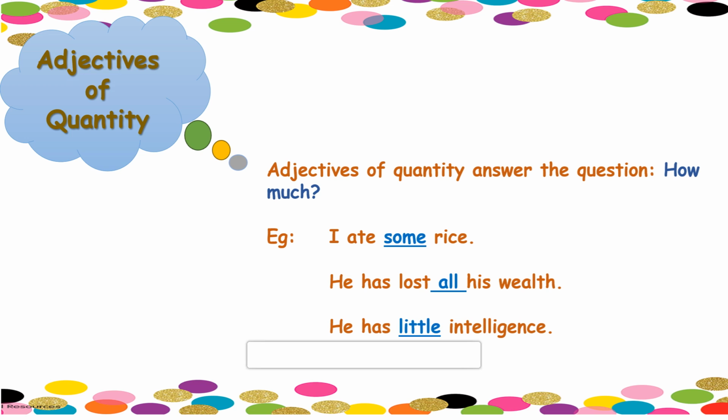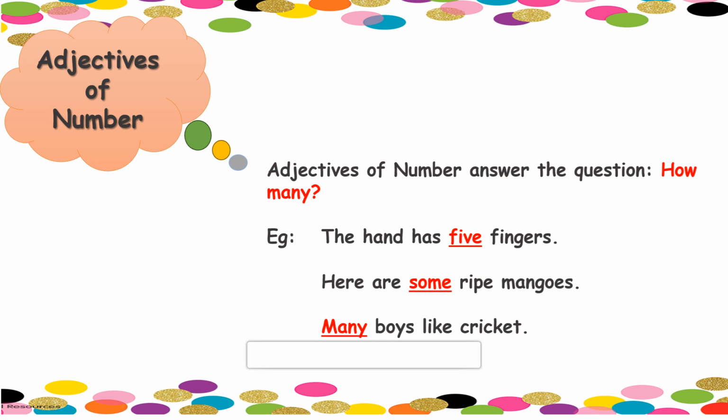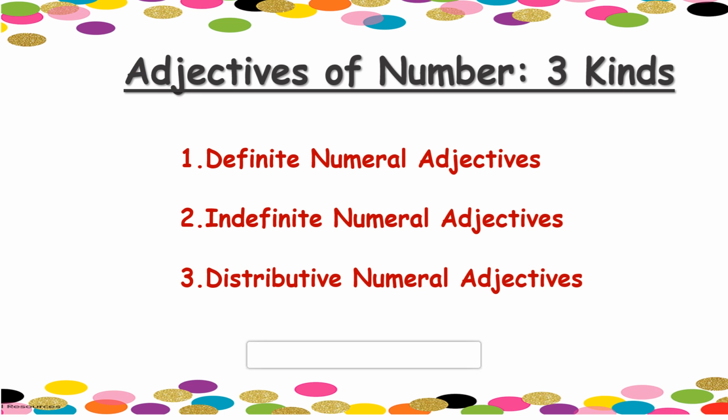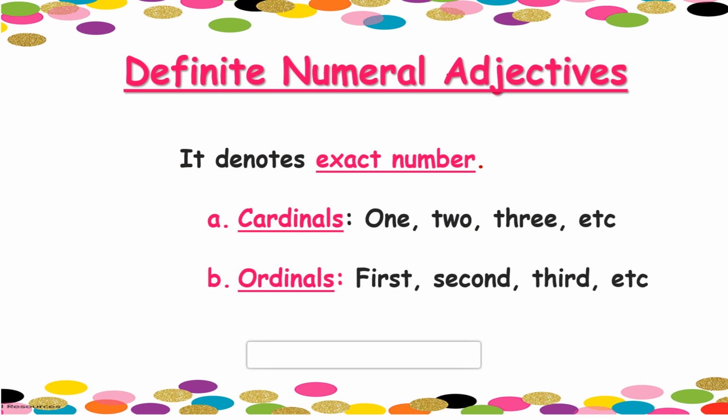Then we discussed adjective of quantity. As I've already told you, adjectives of quantity are used with uncountable nouns. Then adjectives of number. It is used with countable nouns. Adjectives of number are of three kinds. These are the three subtypes of adjectives of number. First one definite numeral, second one indefinite numeral, and the last one distributive numeral. Definite numeral adjectives denote exact number as the name suggests, and it is of two kinds, cardinals and ordinals. So 1, 2, 3, 4, all these numbers are cardinals, whereas ordinals are first, second, third, fourth, fifth, like this.